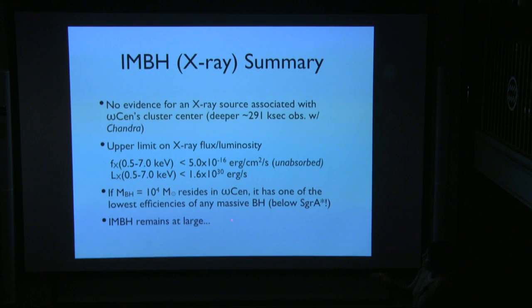So this is just summarizing what those flux limits are, and unless we have some sort of really bizarrely low accretion efficiency system, we can almost rule out a 10 to the 4 solar mass black hole based on the X-ray signatures, and I note our assumptions about what the gas density is in Omega Centauri. Okay, so that's where we left it in 2013 with the work that we did from Chandra.